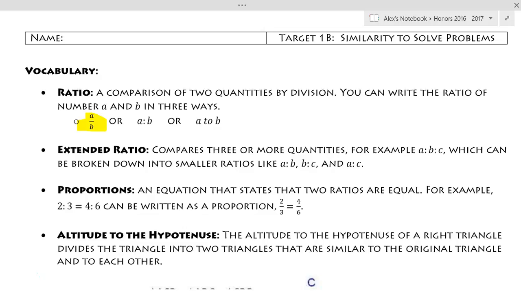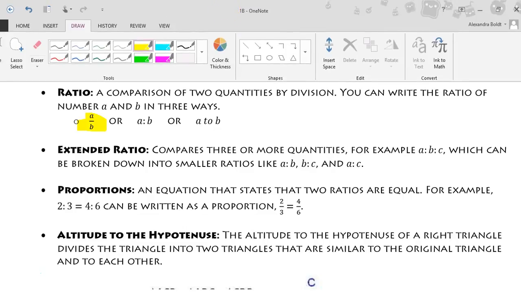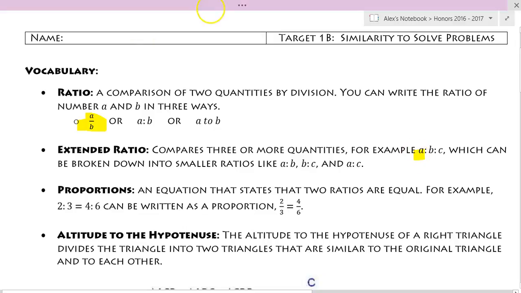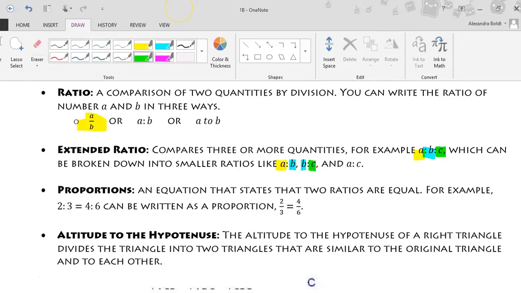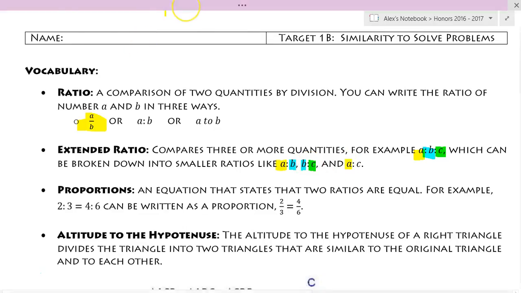We can also write an extended ratio, which compares three or more quantities. For example, A to B to C, which can be broken down to smaller ratios like A to B, B to C, and A to C. Right? Because if I'm comparing A to B to C, I can just take any two of those. I have A and B, B and C, or I can just look at A to C.